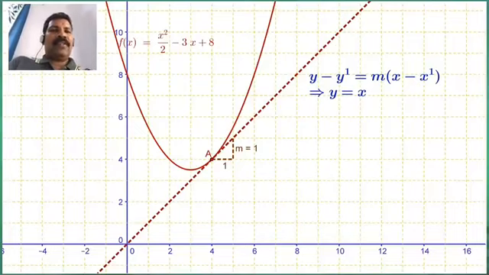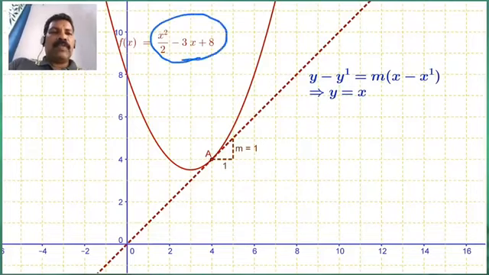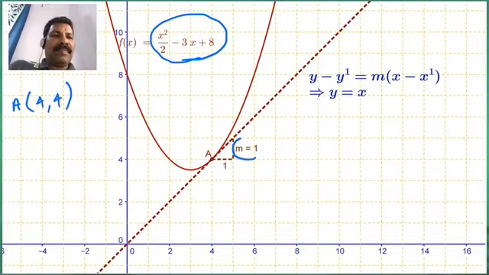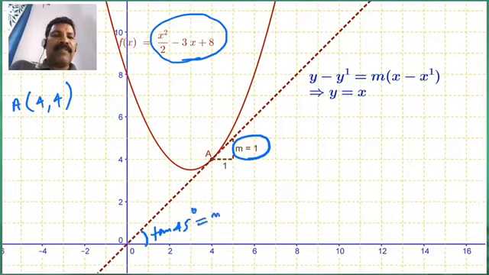See here we have drawn the graph of the given function f(x) equal to x squared by 2 minus 3x minus 8. That is a parabola. We have taken a point capital A on the parabola whose coordinates are 4, 4. Then you can see from the diagram the slope of the line, that is 1. You know in geometry also you learned it. This angle being 45 degrees, tan 45 degrees, that will be the slope. So you can find it somehow, but calculus can find the slope, how it is.